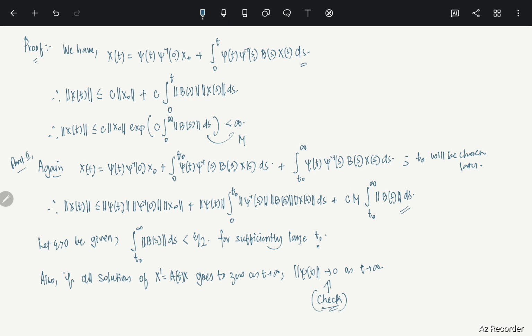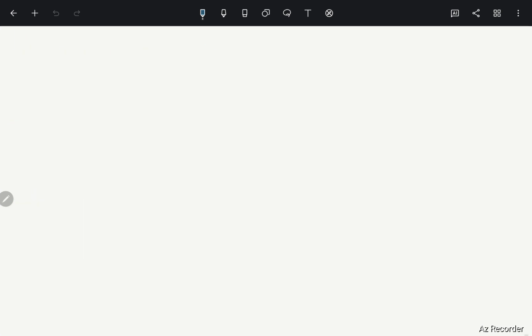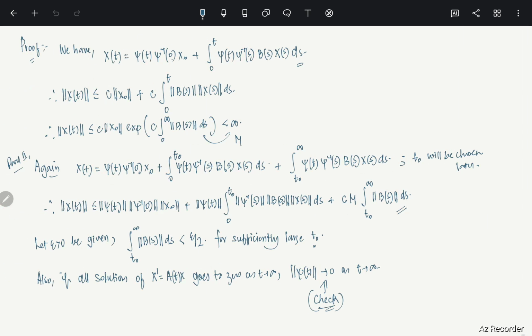Check this part. Not very difficult, very, very easy, but you can do it. Please do that part. Okay. So if that goes to 0, therefore, what we can say is the first two terms, this term and this term, the sum of those two terms can be made arbitrarily small by choosing t large, right? See, norm of phi t goes to 0, so this goes to 0, this goes to 0.